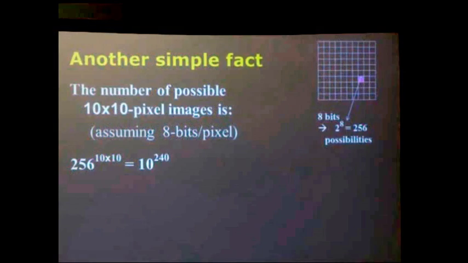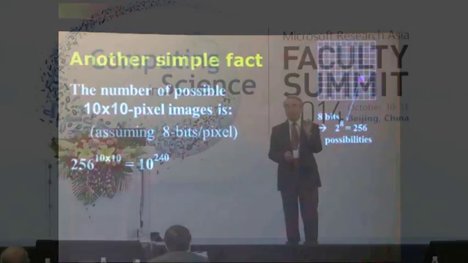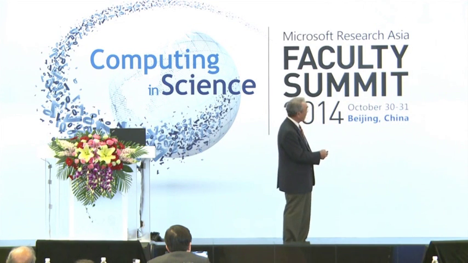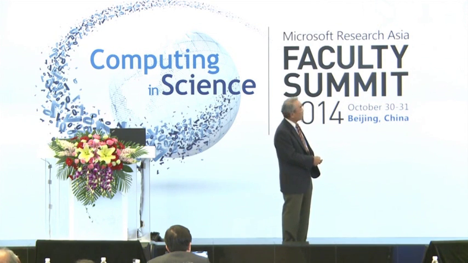But there's another simple fact. Let's ask how many 10 by 10 images exist. Now imagine one pixel is an 8-bit black and white pixel, not even a color. So 256 different images of a one pixel image. If it's 10 by 10, then 256 to the power of 10 by 10, which is about 10 to the 240.